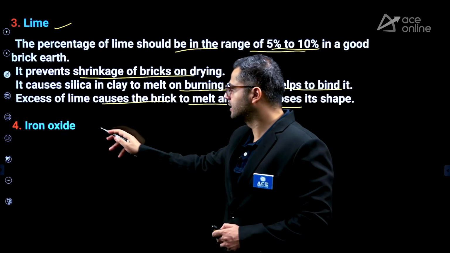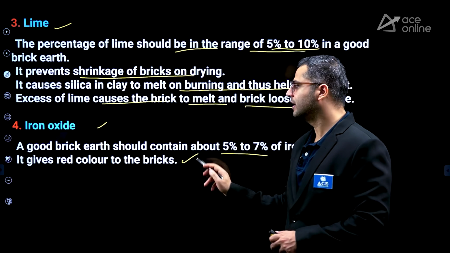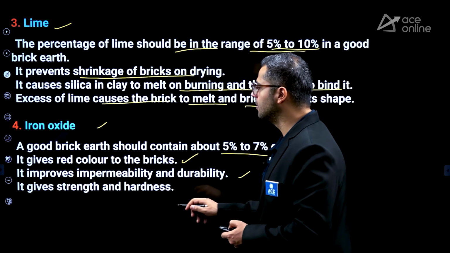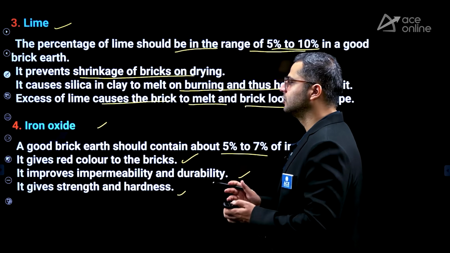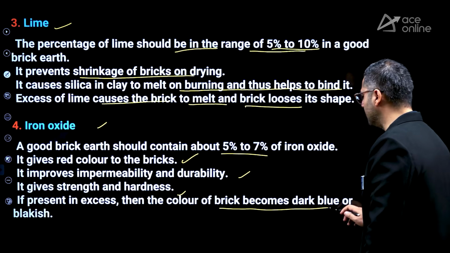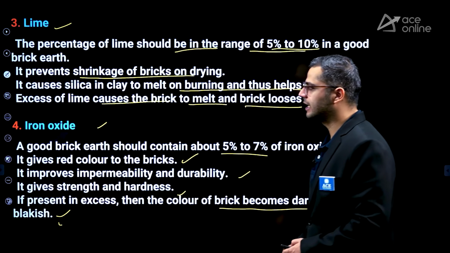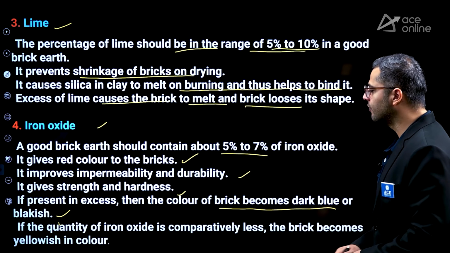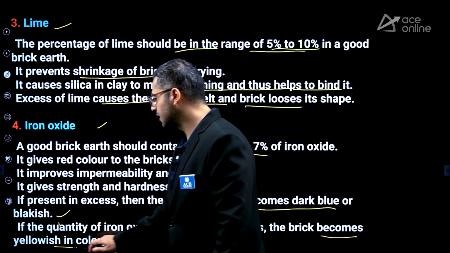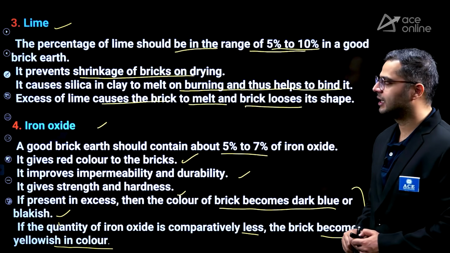Next comes iron oxide. Iron oxide should be in the range of 5 to 7%. It generally provides red color to the bricks. It improves the impermeability, durability, strength and hardness of the bricks. If present in excess, the color of the brick becomes dark blue and blackish. If the quantity of iron oxide is comparatively less, the brick becomes yellowish in color. That is the color difference you get because of iron oxide.